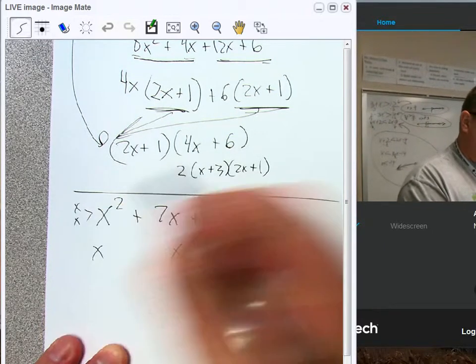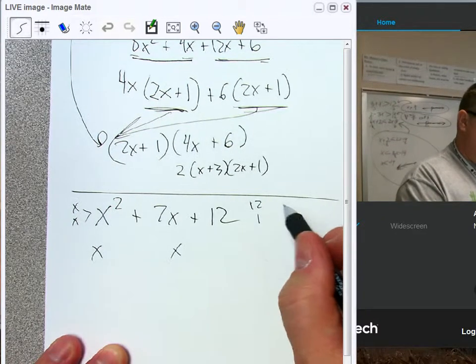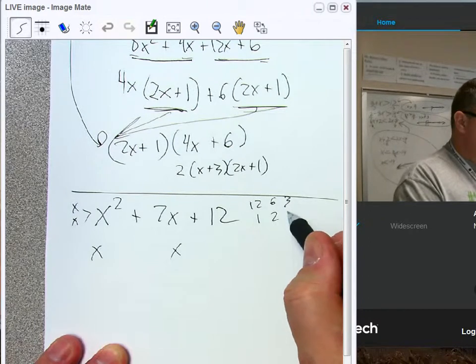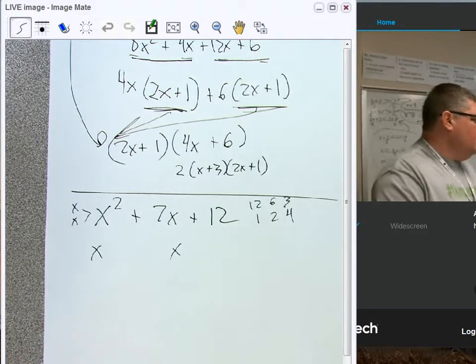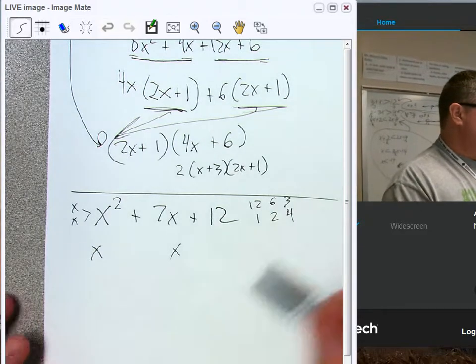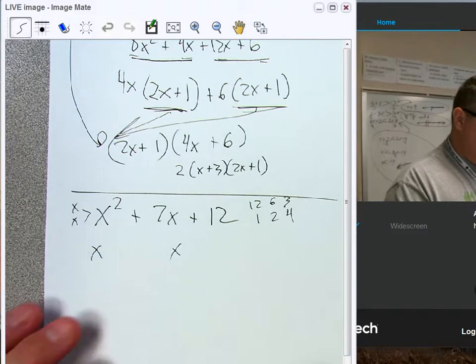I got x and x. I got 12 and 1, 6 and 2, 3 and 4. Ugh. I got to use all. So I could have to guess any one of those, right? So it could take a while. So let's do it this way.